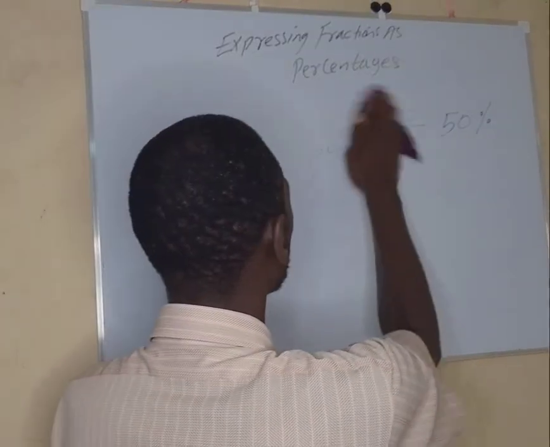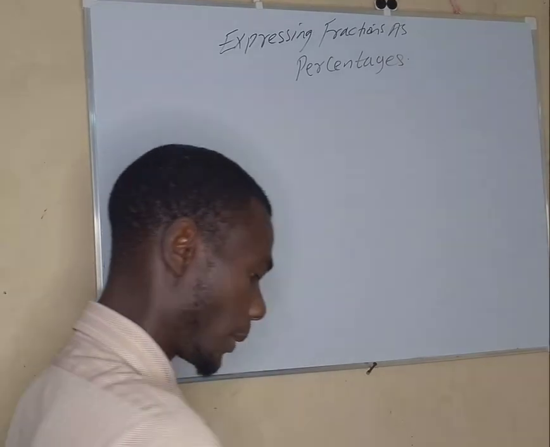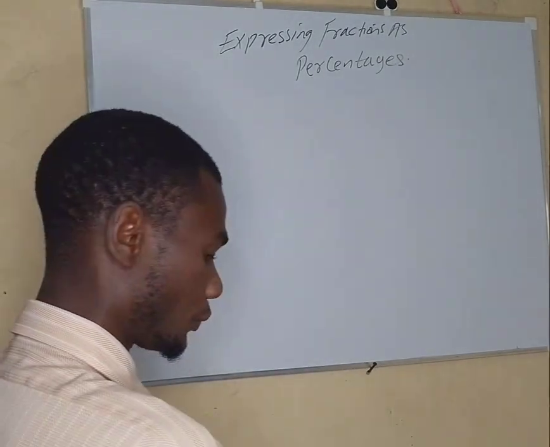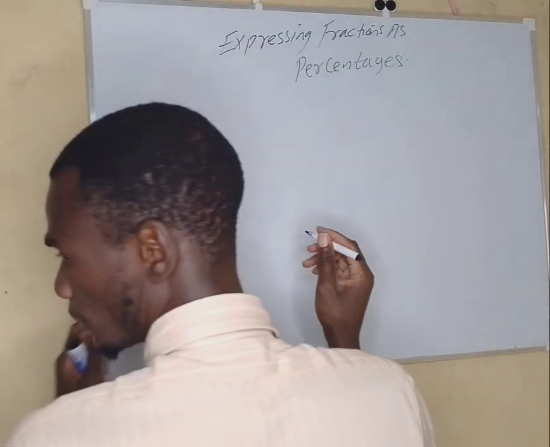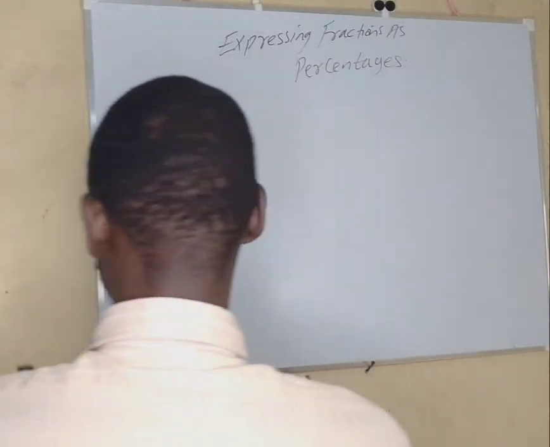Let me get another example. You have a number like maybe 3 over 4.